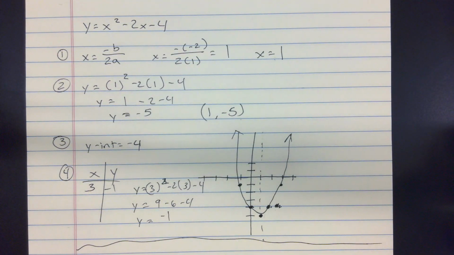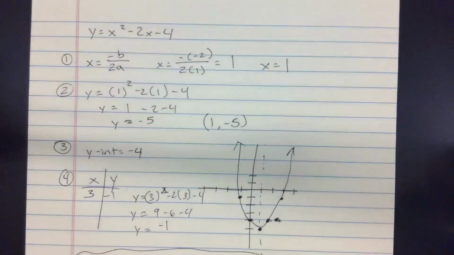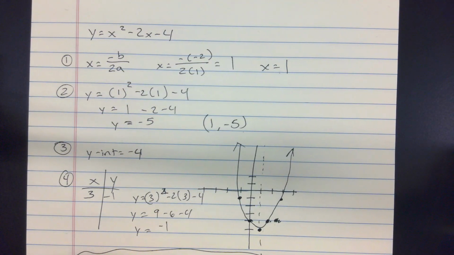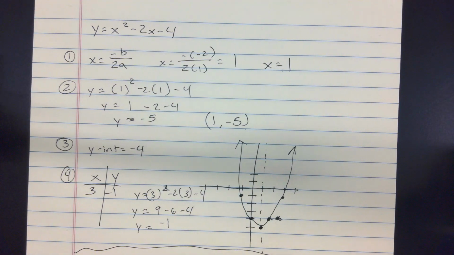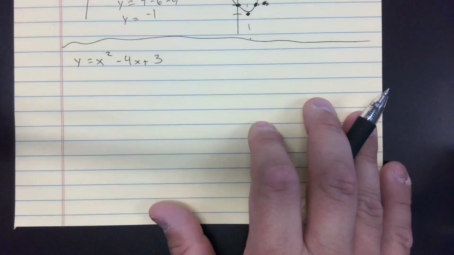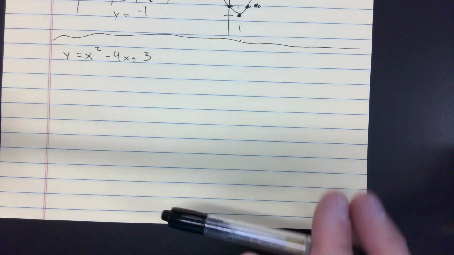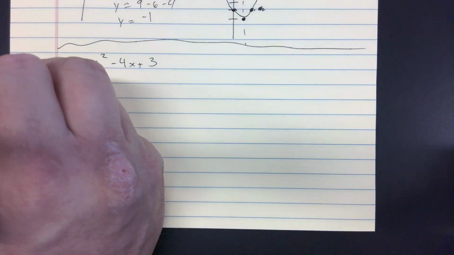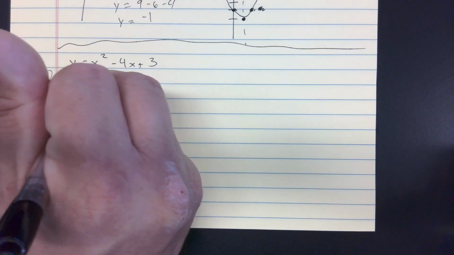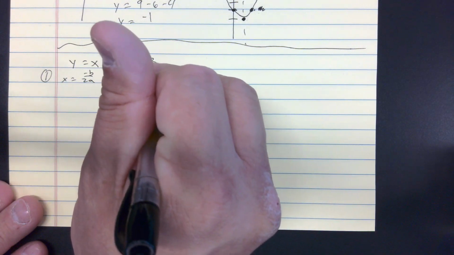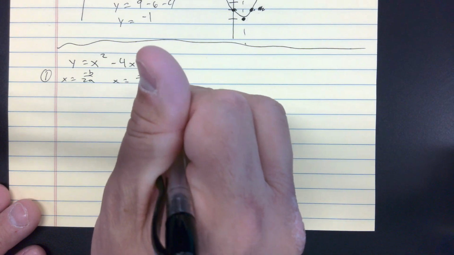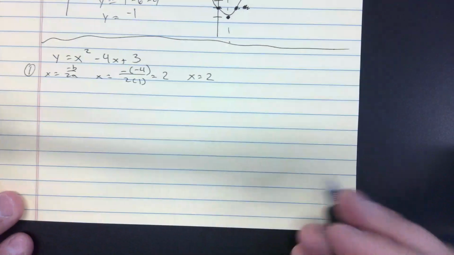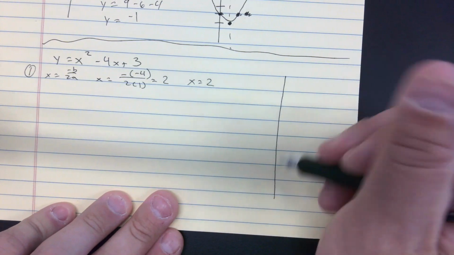You guys ready for another? Lisa, you ready? Okay. y equals x squared minus 4x plus 3. I'm going to do this one just a touch quicker. Step number 1, line of symmetry: x equals negative b over 2a, or x equals negative of negative 4 over 2 times 1, or 2. So x equals 2. I'm going to plot them one thing at a time.